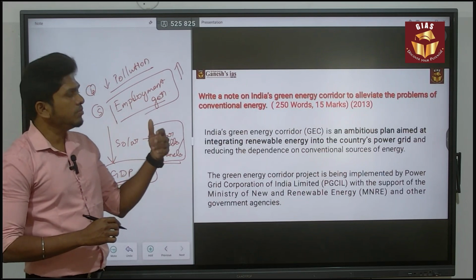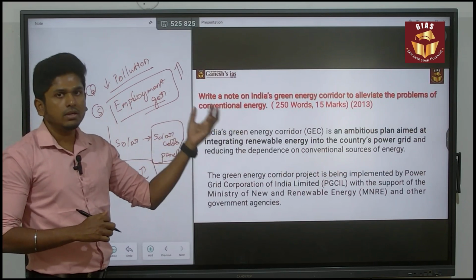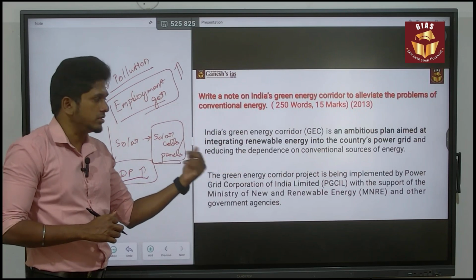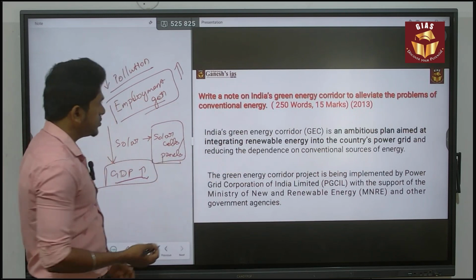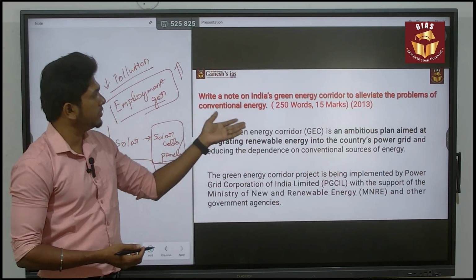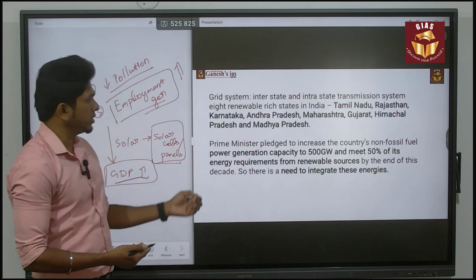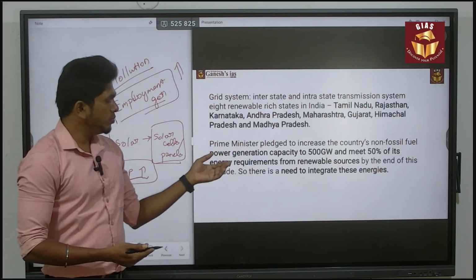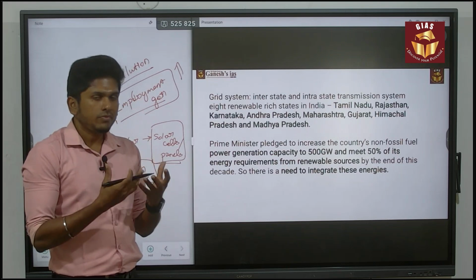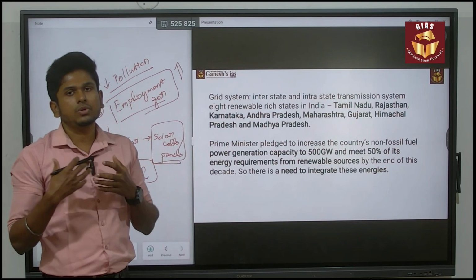So these are the major benefits for India when it comes to the green energy corridor and its relationship with renewable energy. These are the things you can say about the green energy corridor, and how it is going to alleviate the power problem of conventional energy. Next, in the conclusion, you can say about India's commitment: we are planning to make 50% of the energy need from renewable energy sources. In that way, you can conclude the answer.